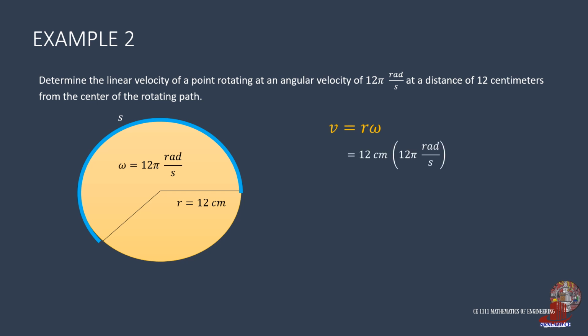By directly substituting the given values, we create 12 cm times 12 pi in radians per second. V is then solved as 144 pi, or 452.39 centimeters per second.